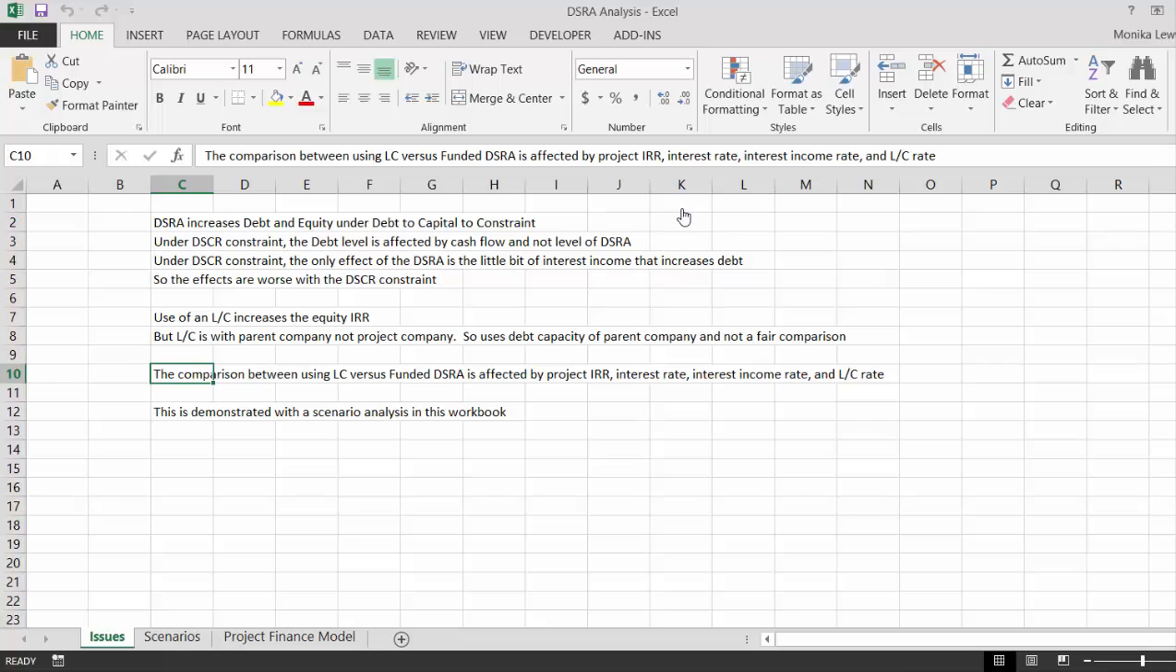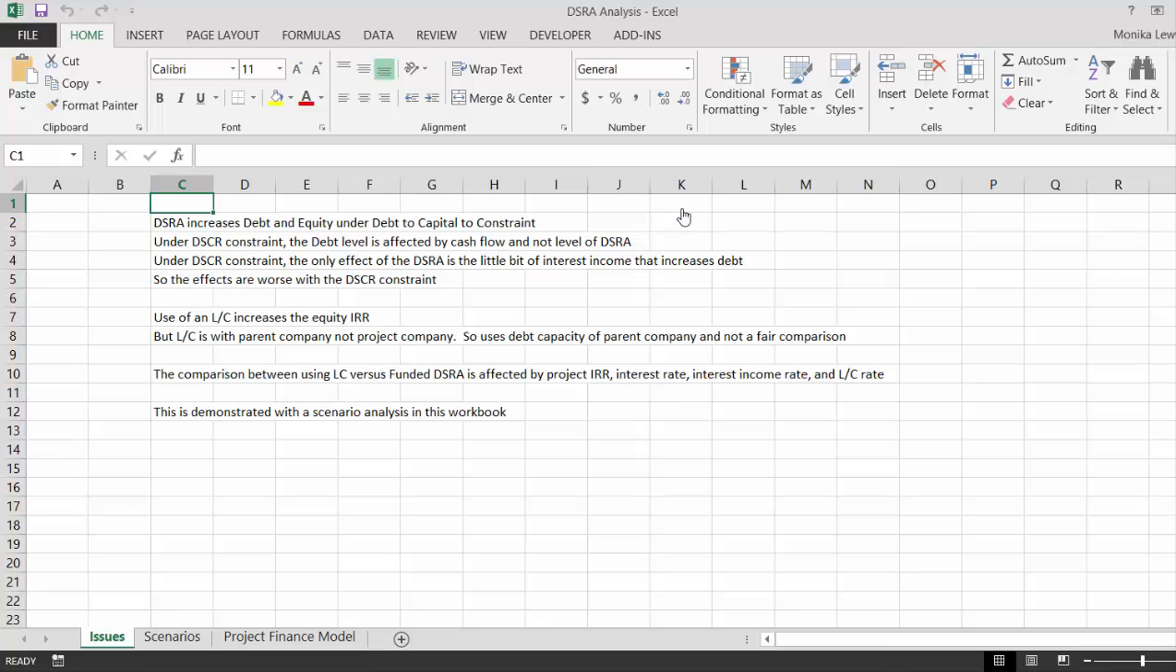Now, there are some interesting issues. If you are constrained by the gearing ratio, then at least the DSRA does increase the gearing. If you're constrained by the DSCR, then the debt is not affected, and even if you have a much higher DSRA, you just get stuck. Now there is a small secondary effect that income from the DSRA should, in theory, increase the cash flow and increase the debt by a little, but banks have a tough time assuming anything other than a zero interest rate on this.